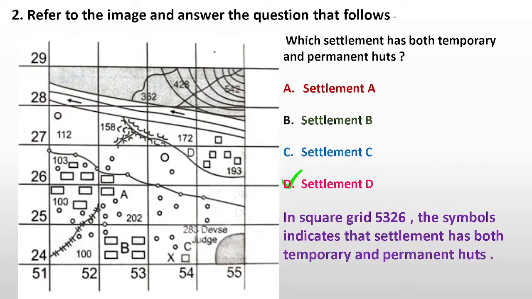In the square grid 5326, the symbols indicate that the settlement has both temporary and permanent huts. I do understand you can identify the type of settlement by its color.